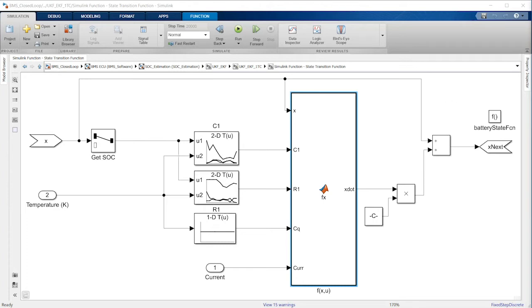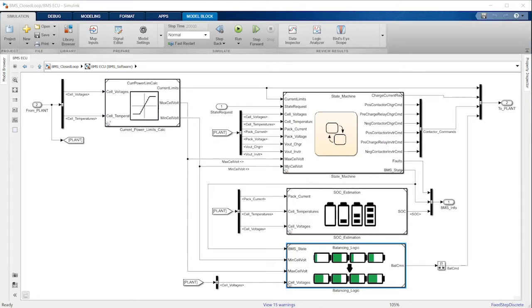The next task to consider is balancing. It is important to keep individual battery cells roughly at the same state of charge. Otherwise, the cell with the highest SOC level will limit the amount of charge that we can put into the pack, rendering the system underutilized.